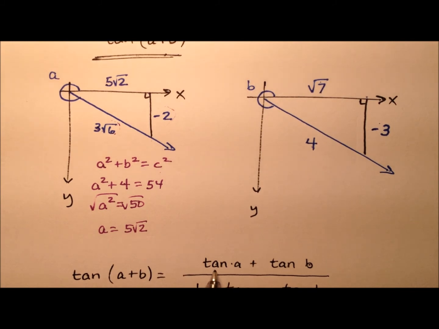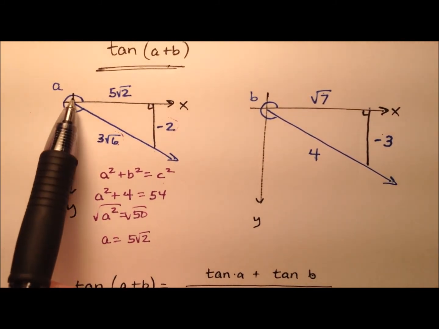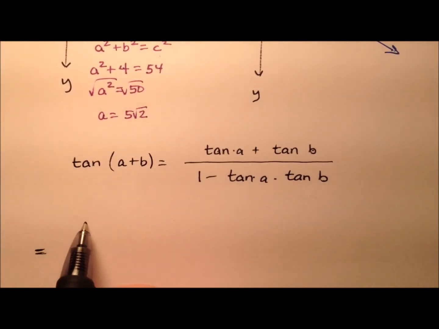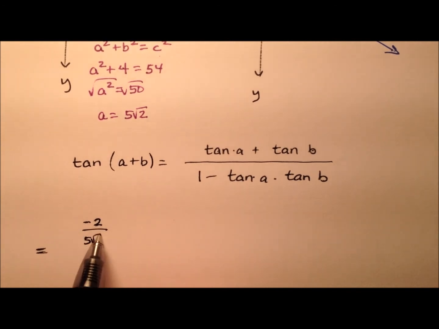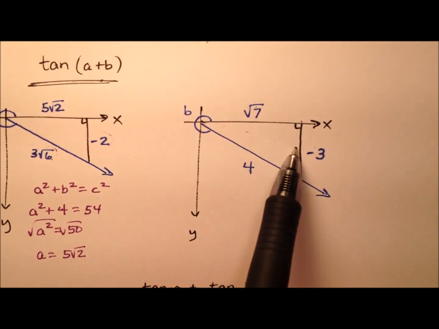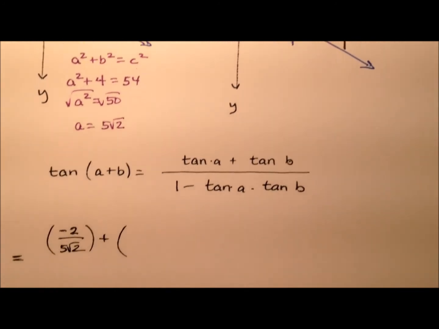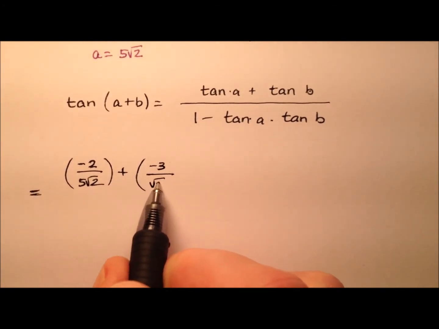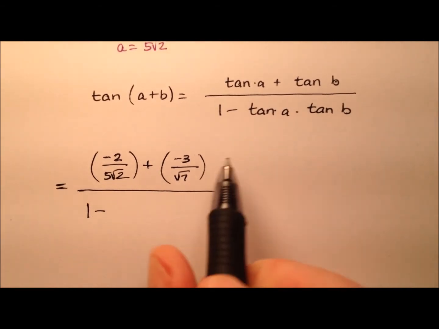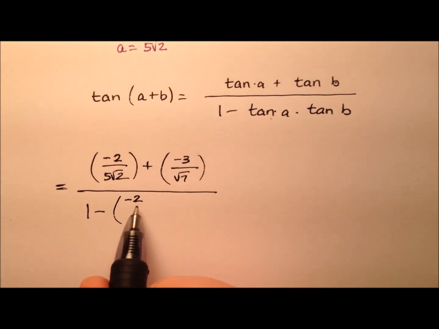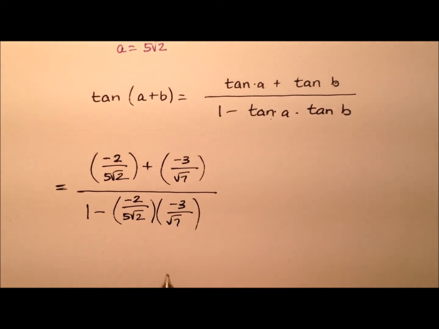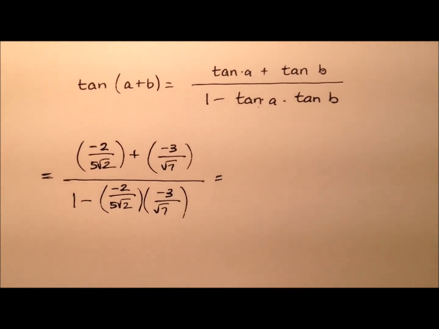So tangent of A. Okay, tangent is opposite over adjacent, so negative 2 over 5 radical 2. So negative 2 over 5 radical 2, that's our tangent of A, plus our tangent of B. So tangent again, opposite over adjacent, so negative 3 over radical 7. That's the sum of those two over 1 minus, and now we're going to multiply these two together. So I'm just going to go ahead and copy these down, but instead of adding like we did in the numerator, we're going to be multiplying. Okay, so this is what this looks like.